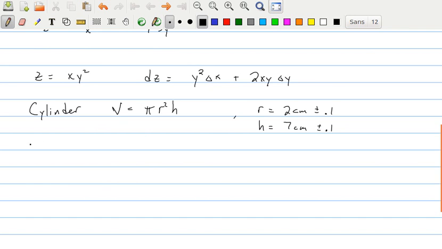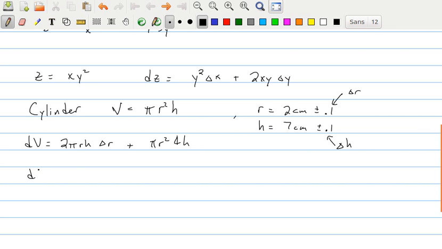Well, according to our differential approximation formula, dV should be, we take the partial with respect to r, which is 2 pi r h delta r, plus the partial with respect to h, which gives pi r squared delta h. Then we plug in our quantities. I know that r is 2 and h is 7, and now the deltas: this plus or minus 0.1 is actually delta r, the amount by which our r measurement is off from the true radius. And this plus or minus 0.1 is our delta h.